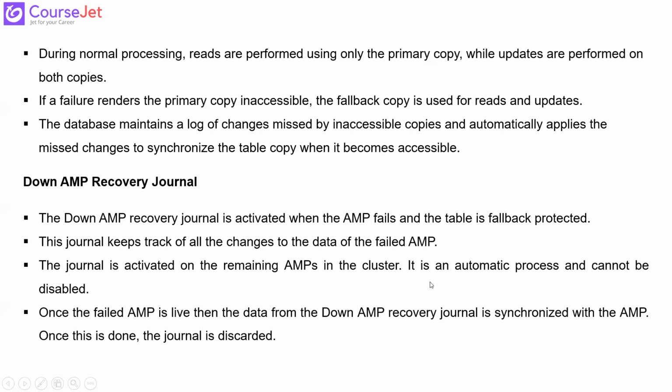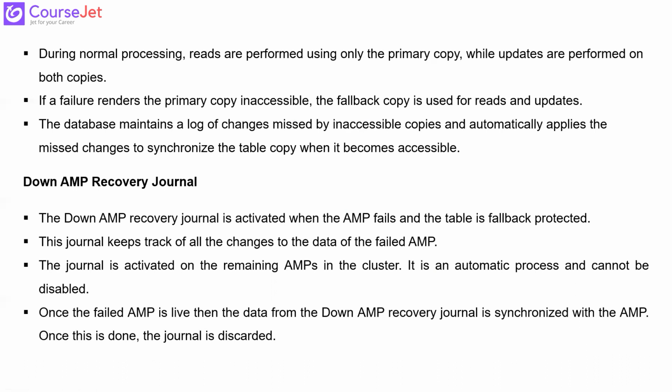So when the down AMP recovery journal is activated, once one AMP goes down, it is automatically activated for all the remaining AMPs. Once the failed AMP is live, the data from the down AMP recovery journal is synchronized with the AMP. Once this is done, the journal will be discarded.